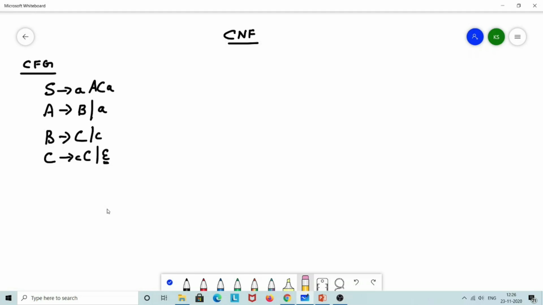Welcome everyone to a session on automata theory and computability. In this session, we'll solve one problem of converting a context-free grammar into Chomsky's normal form.